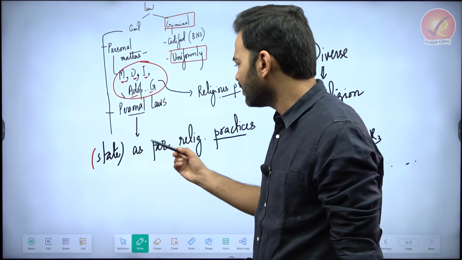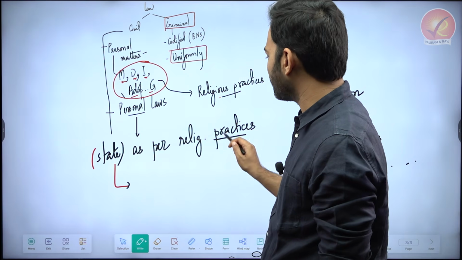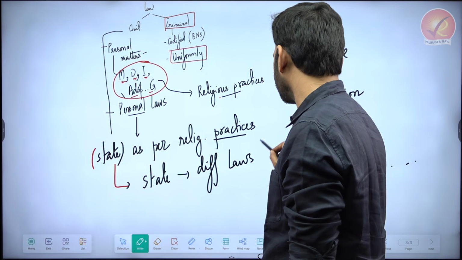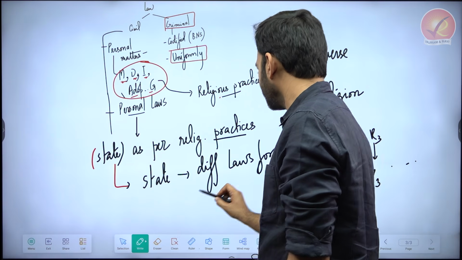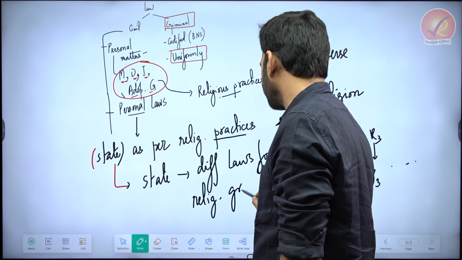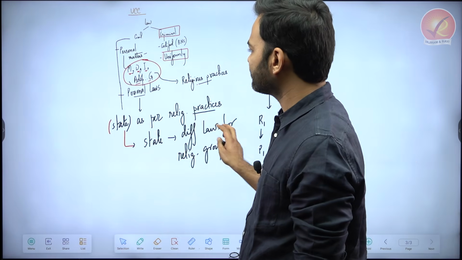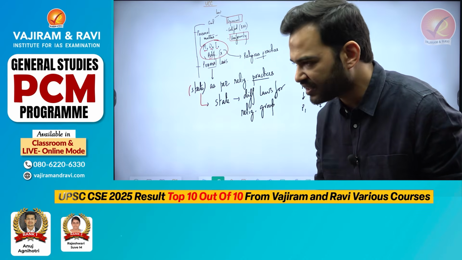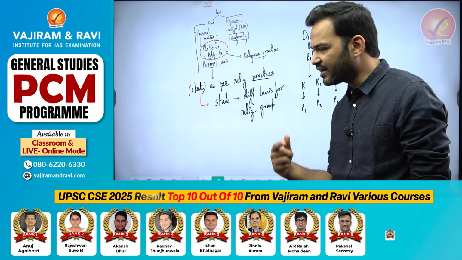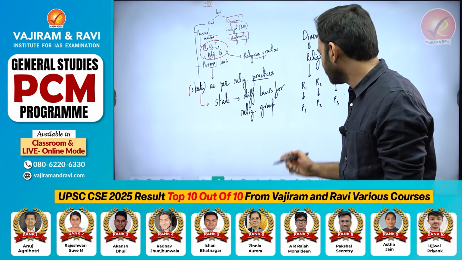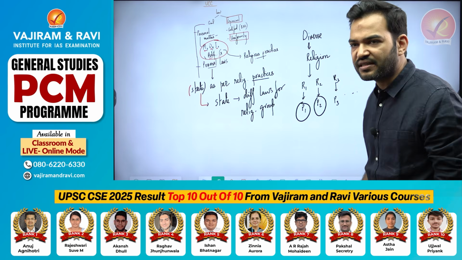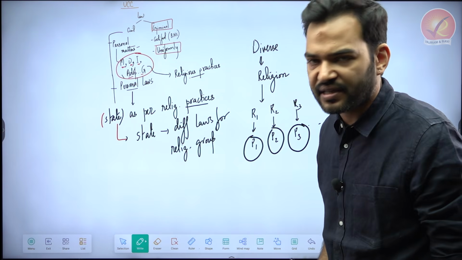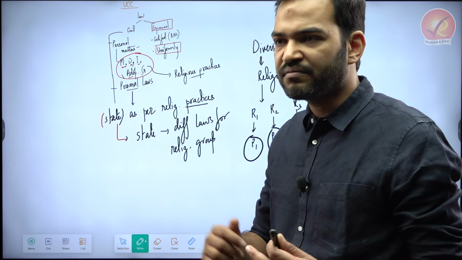Therefore, what has the state done? To pass personal laws as per religious practices, the state has made different laws for different religious groups. See, the idea is personal laws or civil laws should be based on religious practices, and different religions have different religious practices. Therefore, the state has passed different laws for different religions. So, for Hindus there is the Hindu Marriage Act, for Christians there is the Christians Marriage Act, for Parsis there is the Parsis Marriage and Divorce Act, for Muslims there is the Shariat Act. So, different religions in India have different personal laws.